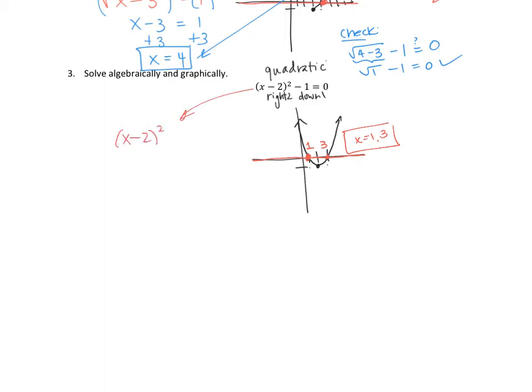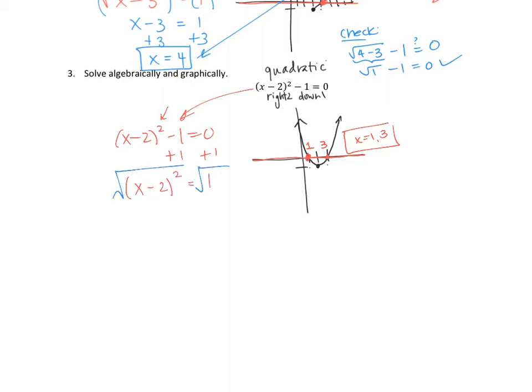x minus 2 squared minus 1 equals 0. We're going to try and isolate the thing that's squared. That's one way. You can also multiply everything out and then try and factor or use the quadratic formula. We're going to try it this way because I only have one x that I see, so it's really easy just to kind of unwrap it.